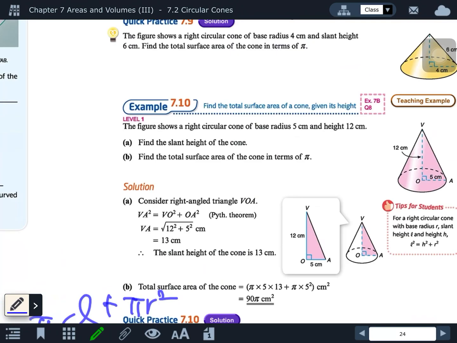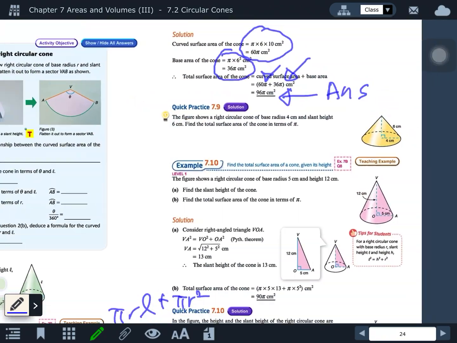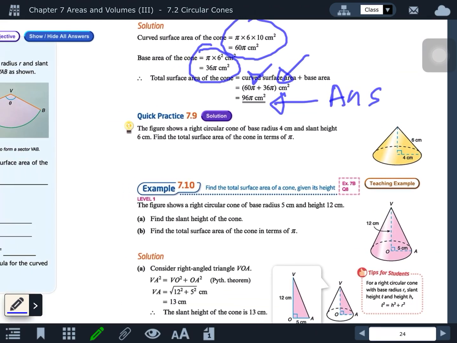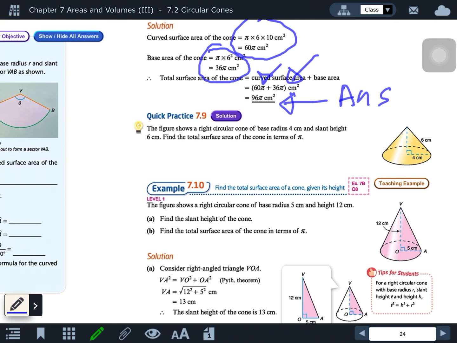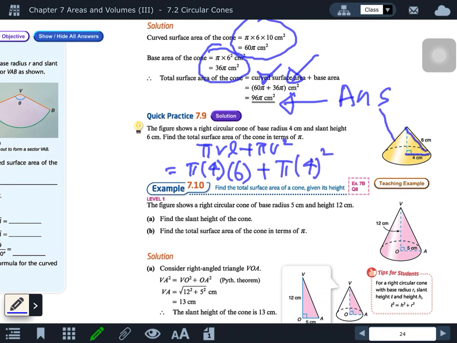Okay, so you can see example 7.9 is just using the formula directly. For the quick practice 7.9, you can try it by yourself. You will get r and you get l. So pi r l plus pi r square. You can simply substitute all the numbers: 4 is the r, 6 is the l, plus pi with r is 4 square. Then you get the answer.